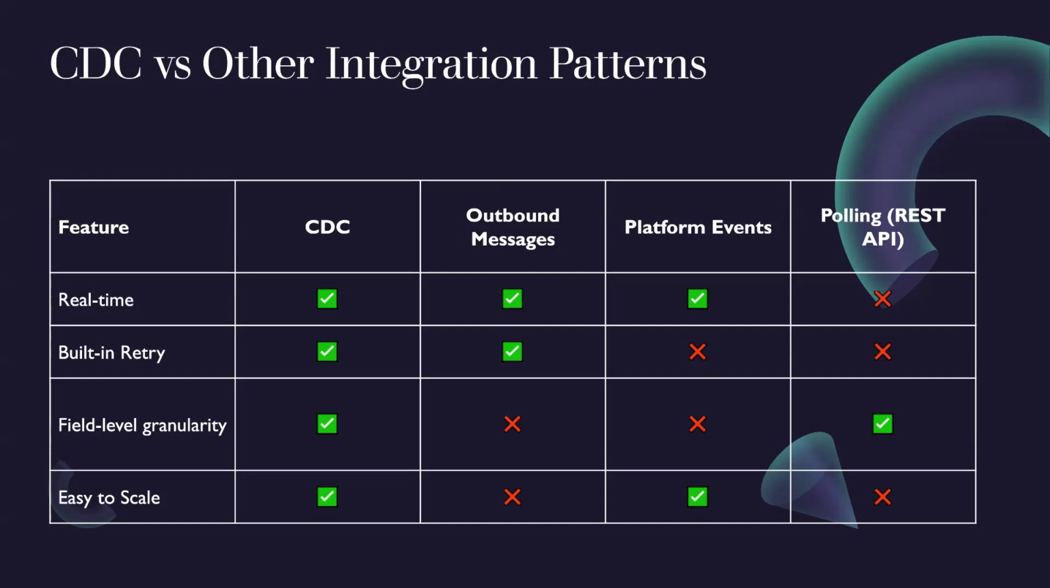Similarly, platform event is real time and easy to scale, but it doesn't support built-in retry and field level granularity. The last but not the least is REST APIs. It only supports field level granularity, but it's not real time, it doesn't support built-in retry, and again, it's not easy to scale.